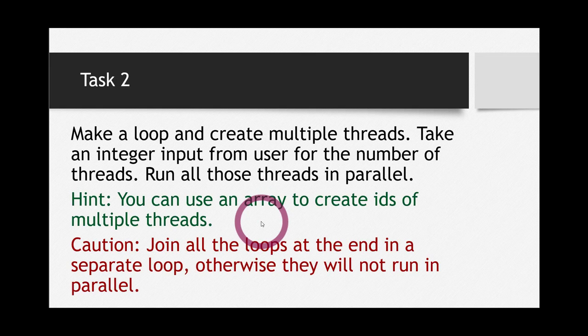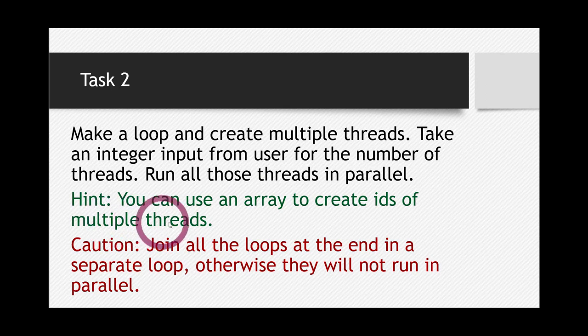In the second task, what you have to do is make a loop, and then create multiple threads, and they should be generic. So what does that mean? It means that you will take an integer input from the user for the number of threads and then run all those threads in parallel. That means if the user asks for two threads, your program should be able to make two threads. And if the user asks for 100 threads, your program should be able to make 100 threads. That means keep the program generic, don't hard code it.